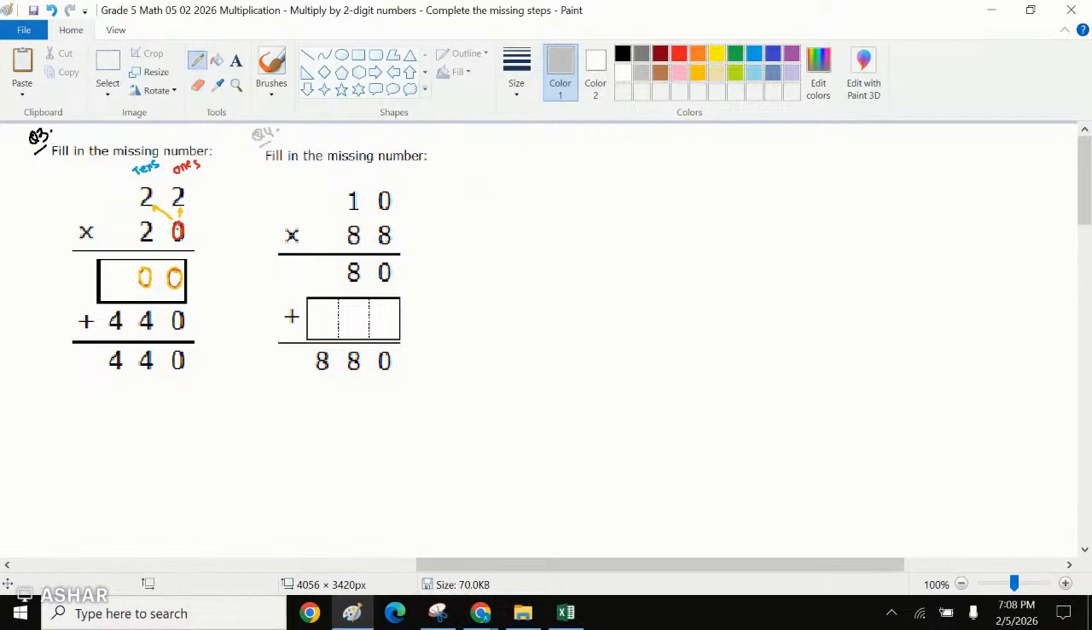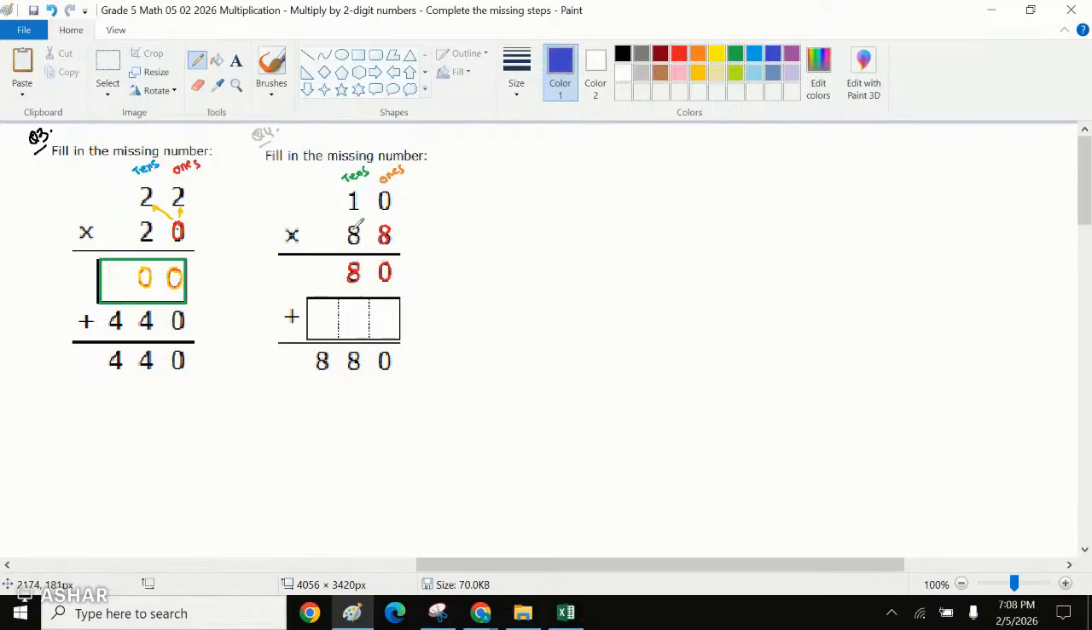So now let's see again. If we have the ones and we have the tens, what we can say over here is, these were the missing. 0 multiplied by 8, 8 multiplied by 0 would be 0. 8 multiplied by 1 was 8.